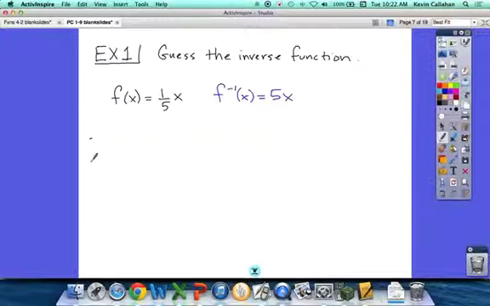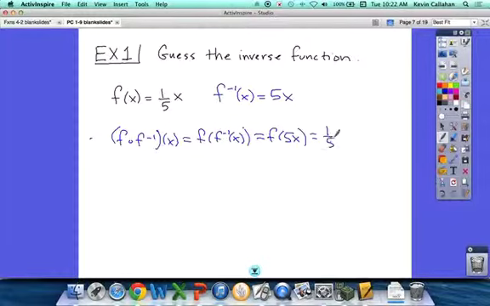Okay, now that we guessed the inverse, let's verify. Let's take the composition. f of f minus 1 of x equals f of f minus 1 of x. Which we know means replace the f minus 1, the inner function, with what it equals, 5x. And then evaluate the outer function, meaning plug that 5x in for the x here. 1/5 times 5x equals x. Cancel each other out.